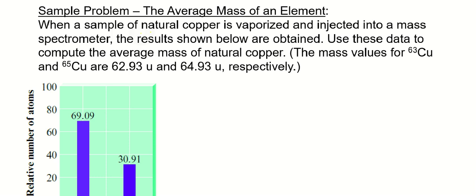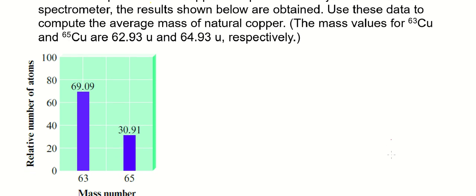When a sample of natural copper is vaporized and injected into a mass spectrometer, the results shown below are obtained. Use the data to compute the average mass of natural copper. All right. Got a little data interpretation here to go along with this word problem.